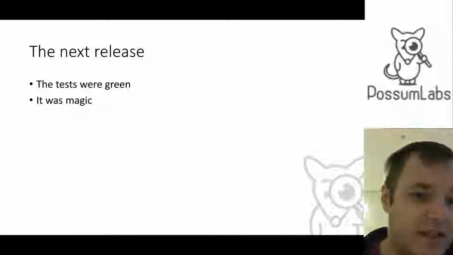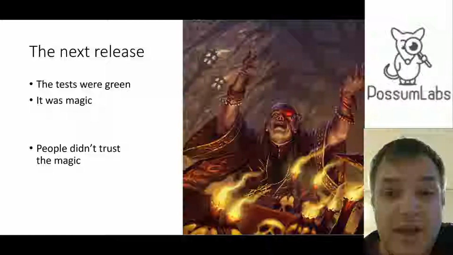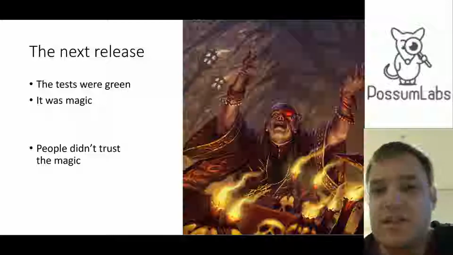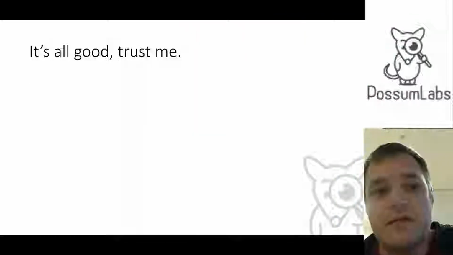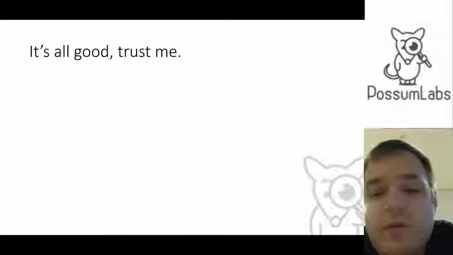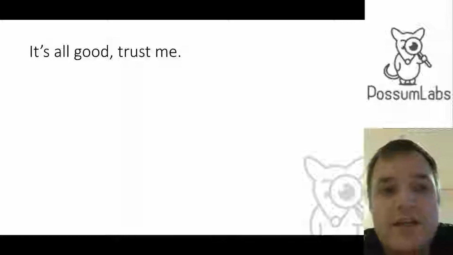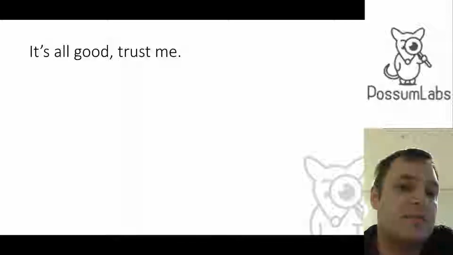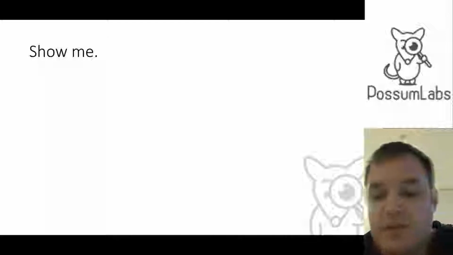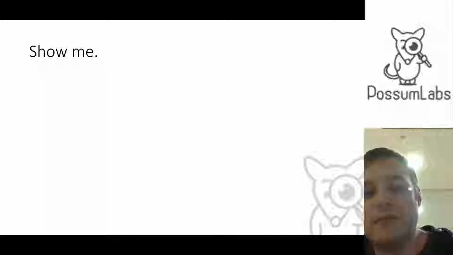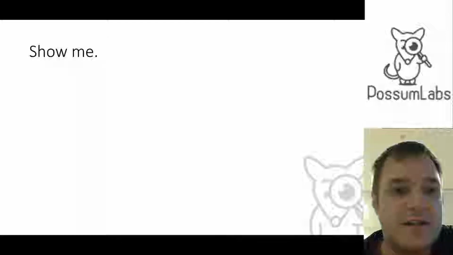But then we had the next release and the tests were green. And it was like magic. But what happened was people no longer trusted the magic, right? It was green last time, they got burned, it's green this time. What does green mean? Because really what happens when you say the tests are green is you say, it's all good, trust me. And what's going to happen with the business is, well, show me. Make us understand what you're actually testing.